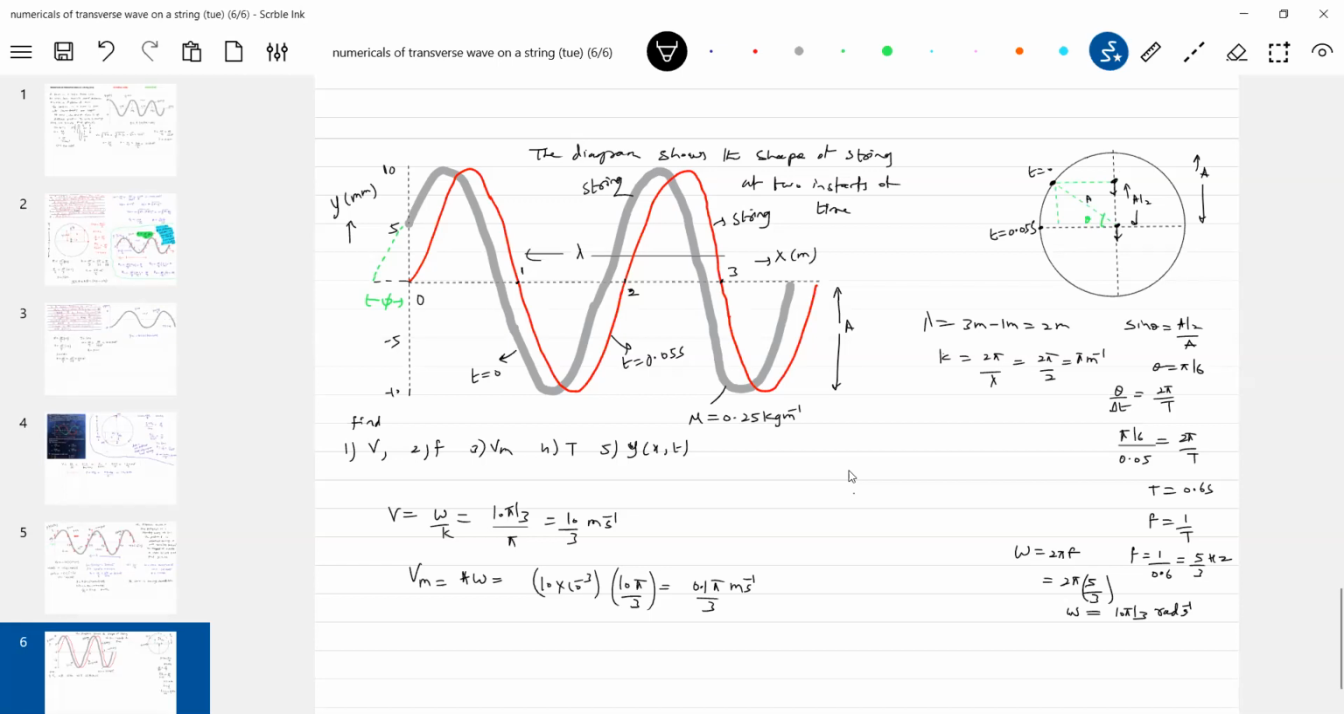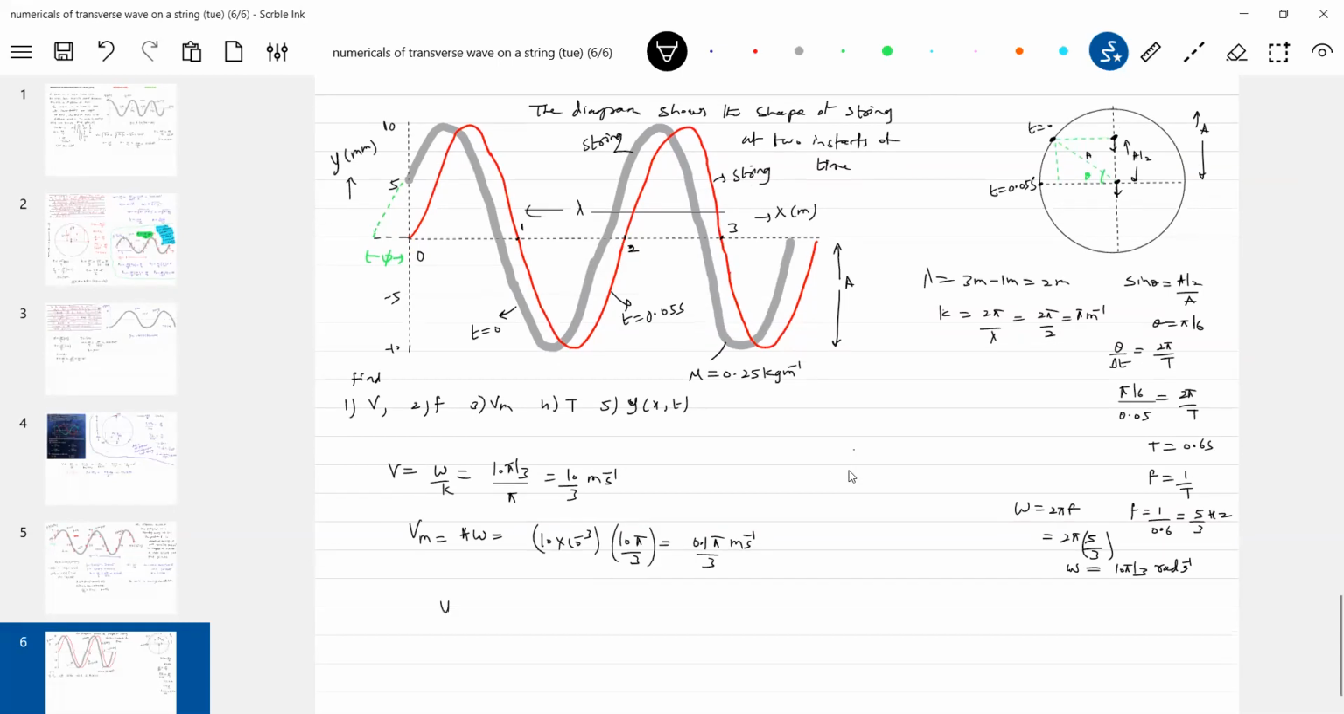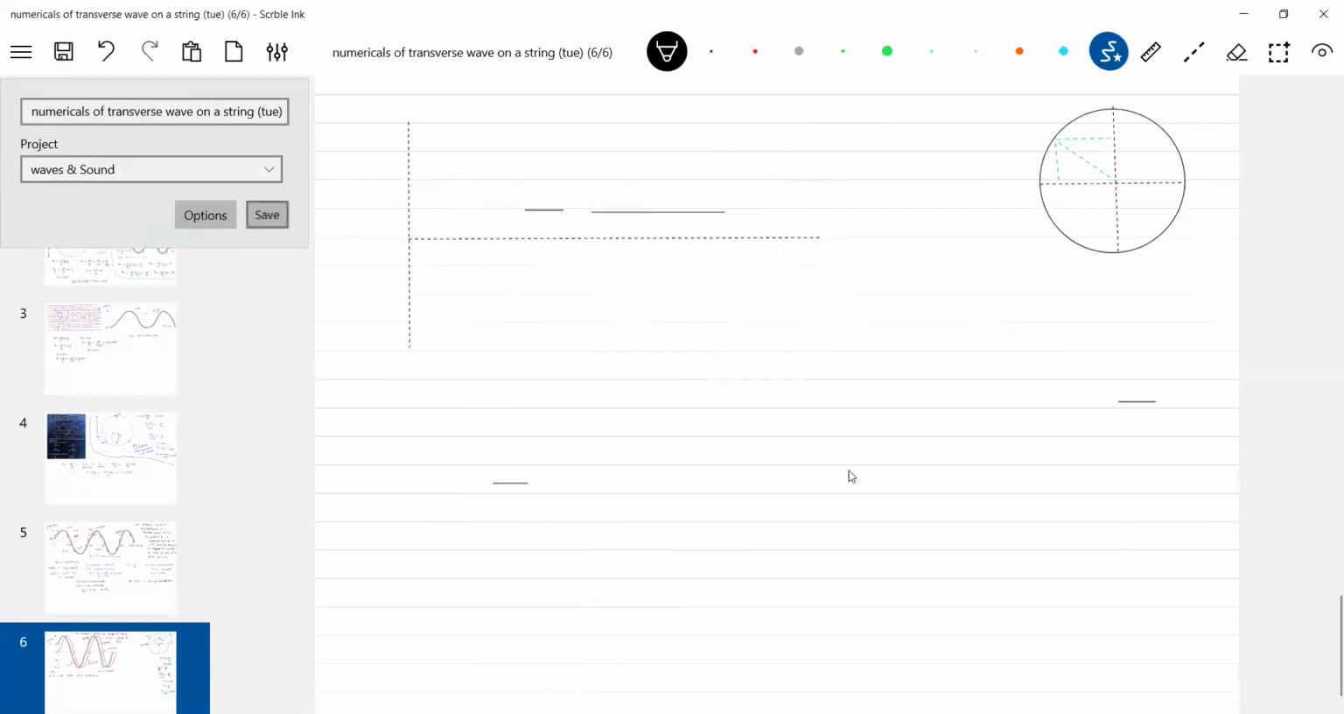Anybody? Again, I'll proceed with the mathematics. What we know is y is equal to a sine. What is the value of y at t equals 0 and at x equal to 0? Okay, well, so see the simplest ways.